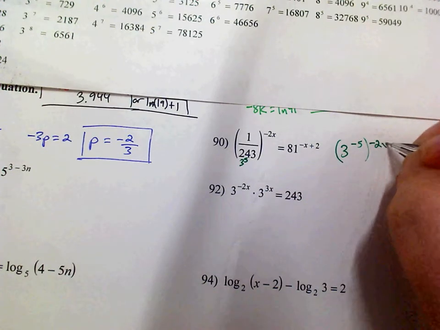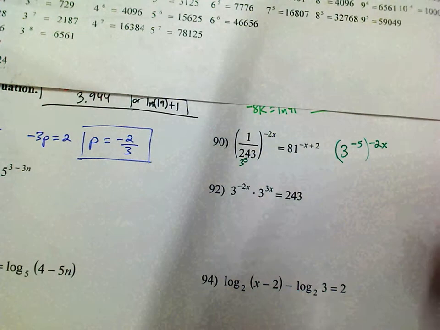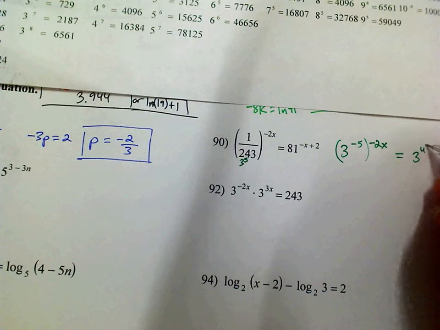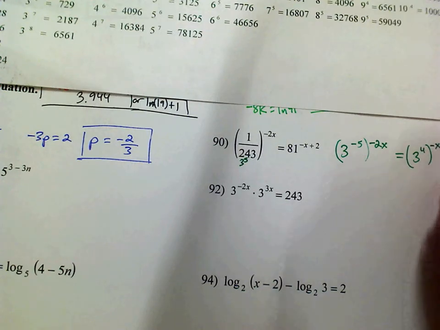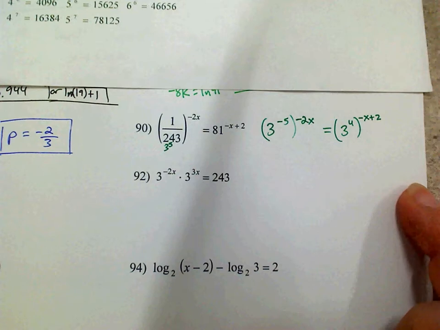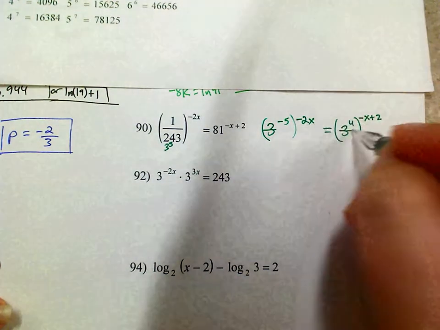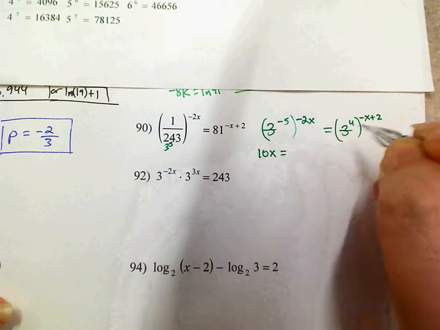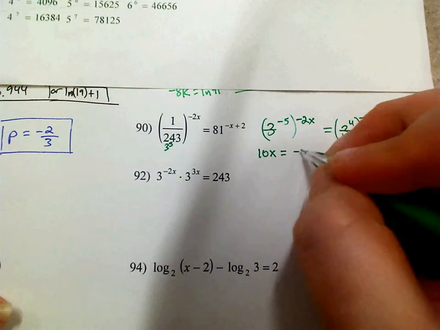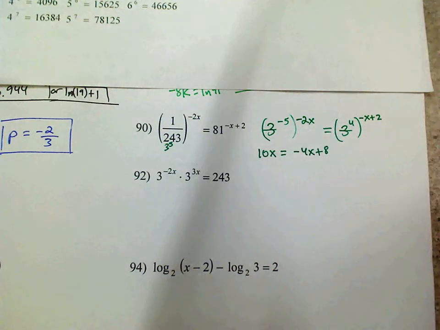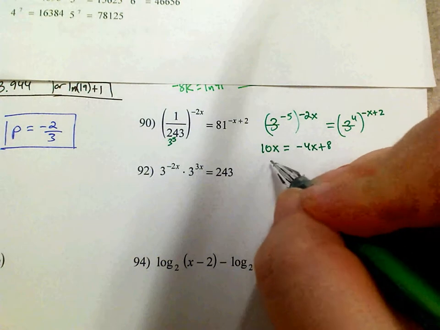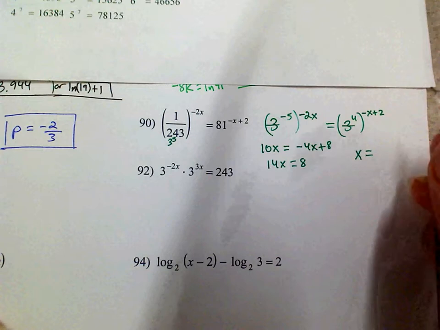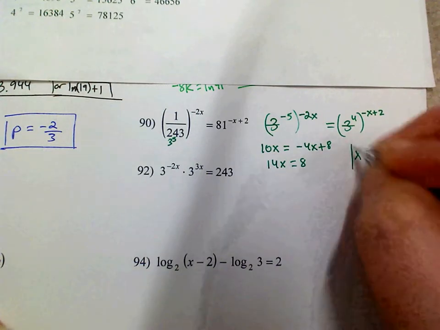So that is representing this fraction 1 over 243 equals, and then 81 is 3 to the 4th, so 3 to the 4th to the negative x plus 2. Because I have the same base, those are already equivalent, I'm really just dealing with this equation. Negative 5 times negative 2x is 10x, and 4 times negative x plus 2 is negative 4x plus 8. So I'm going to combine like terms and solve. I'm going to add 4x over and get 14x equals 8, divide by 14, and 8 14ths simplifies to 4/7. And there's my answer.